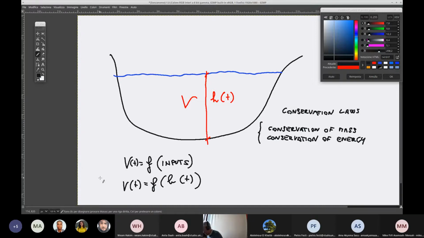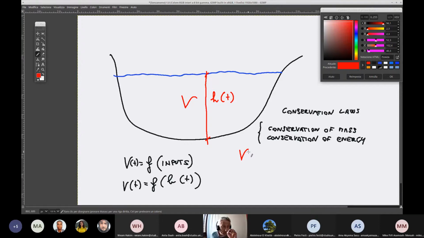So look at our variable here. Our variable is the volume, V. Conservation of mass only describes the changes in the volume, not directly the volume. And when an equation describes changes, it's a differential equation. And let me make you an example. Suppose that for this lake, we don't have measurements of H, of the water level.